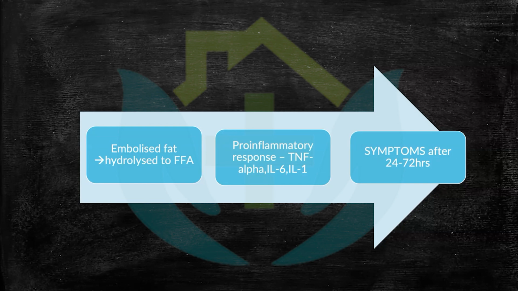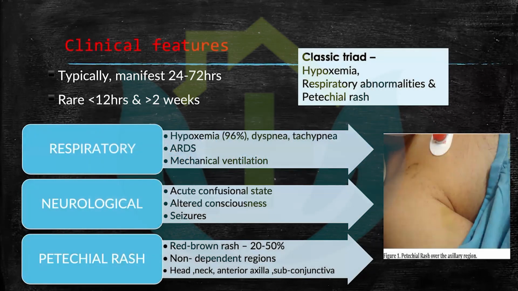So you get cerebral microembolism as well as all the skin manifestations. The clinical signs are mainly the triad of hypoxia, skin manifestations like petechial rash, especially in the upper body part, upper torso, and altered sensorium. So these classical three features, if present in a patient who has a long bone trauma, usually within 24 to 72 hours, that is classical of fat embolism syndrome.